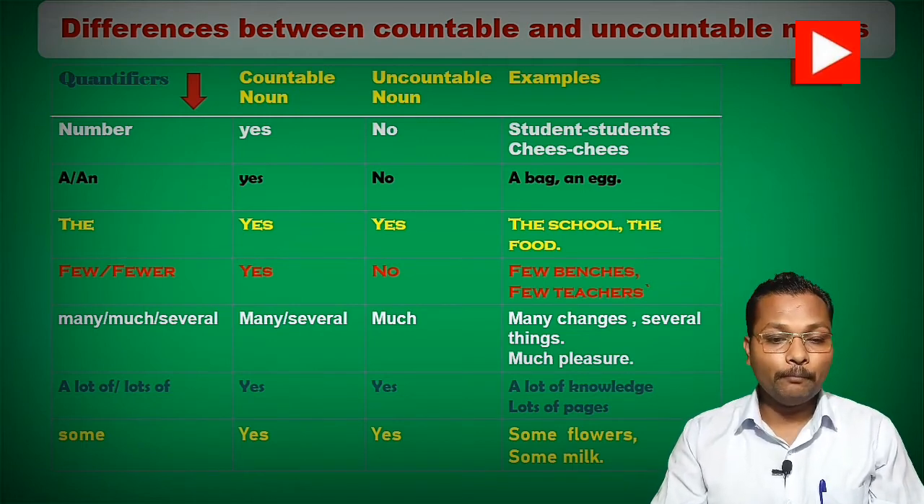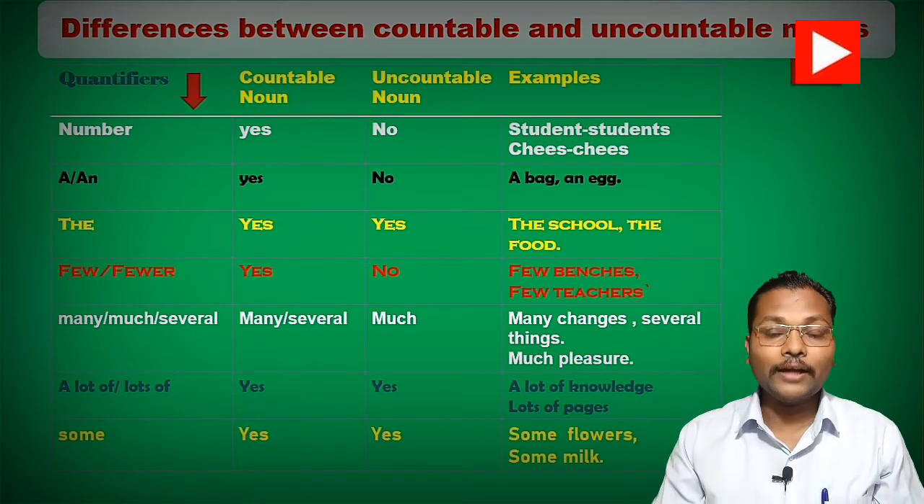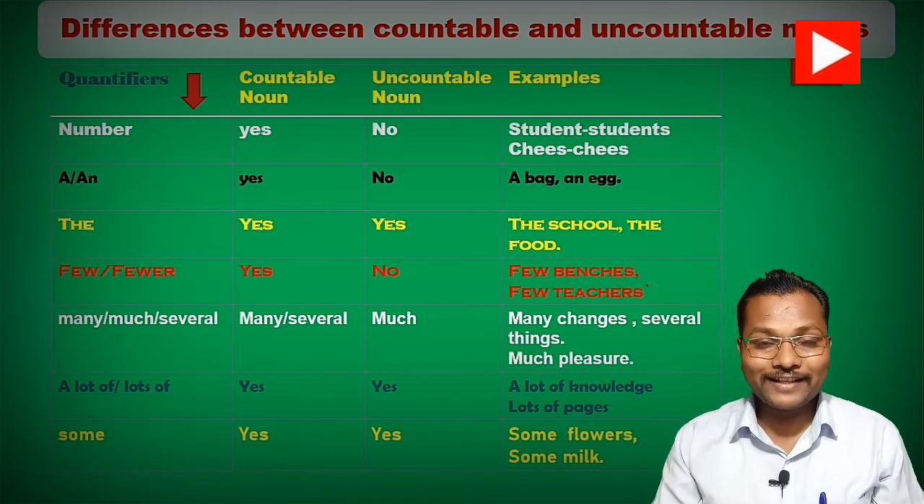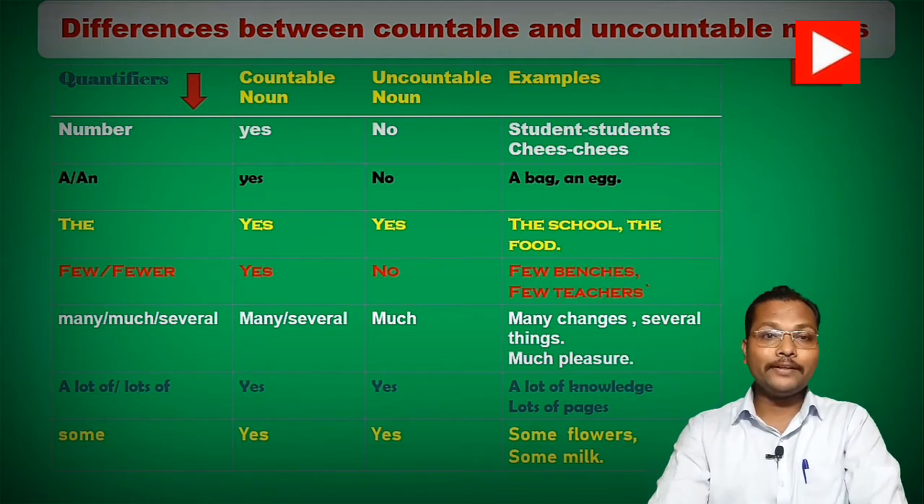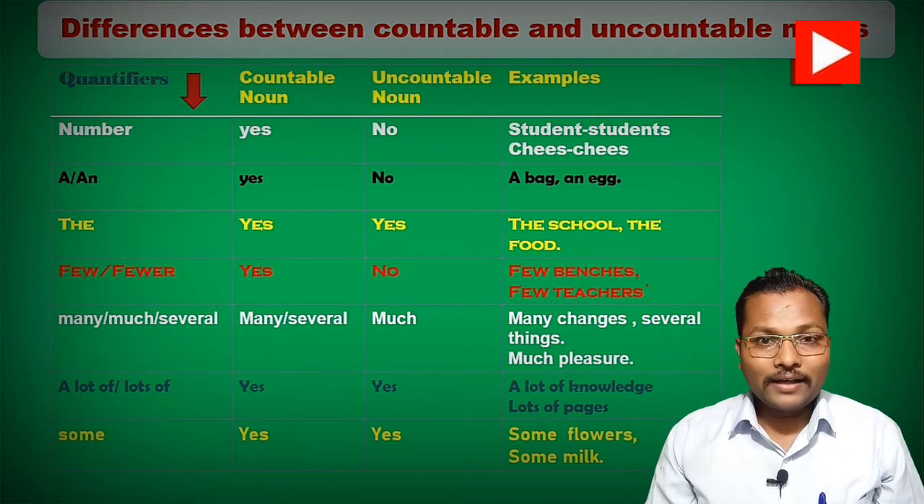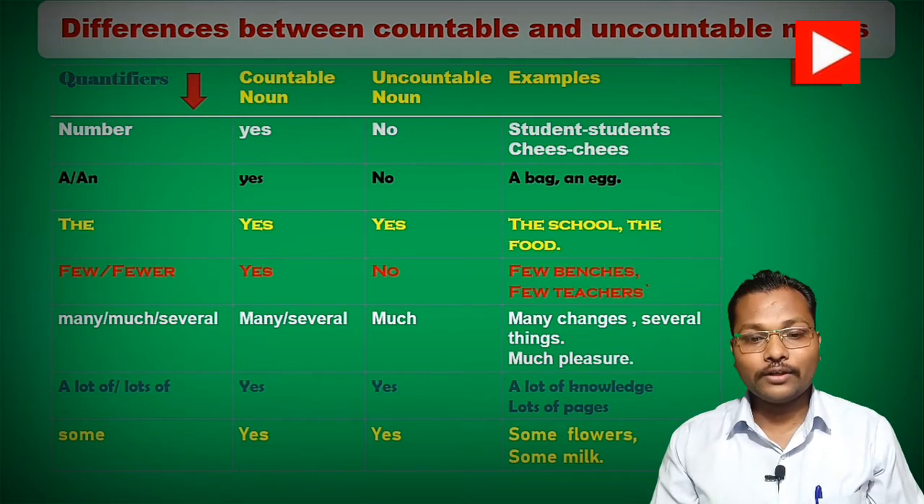Similarly, many or several can be used before countable nouns, and much is used before uncountable nouns. For example, many changes, or we say several things. Changes and things are countable, but we say much pleasure. Pleasure is uncountable. So much is used before uncountable nouns, and many is used before countable nouns. In asking questions, we also use how many for countable nouns and how much for uncountable nouns.